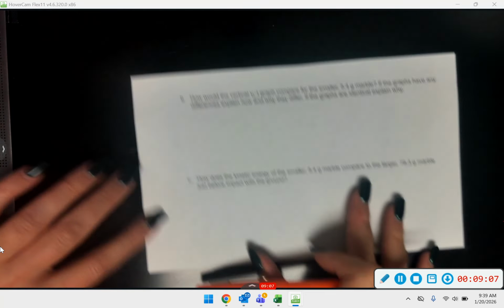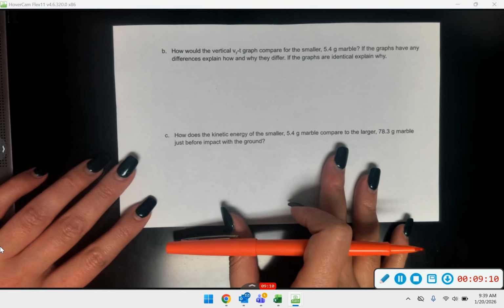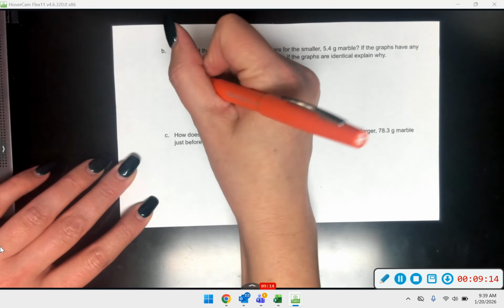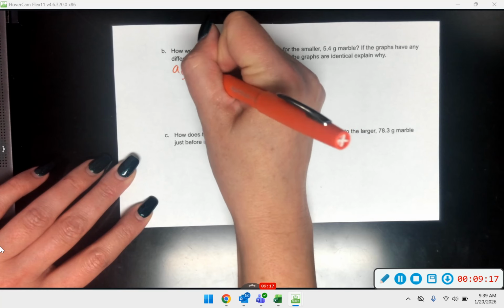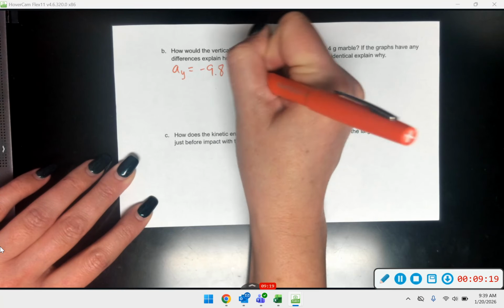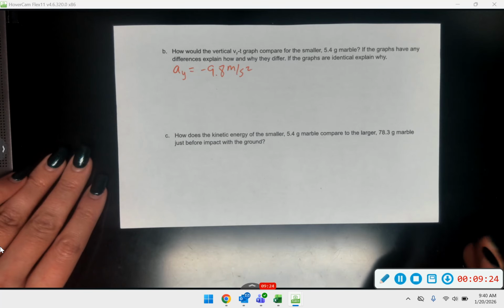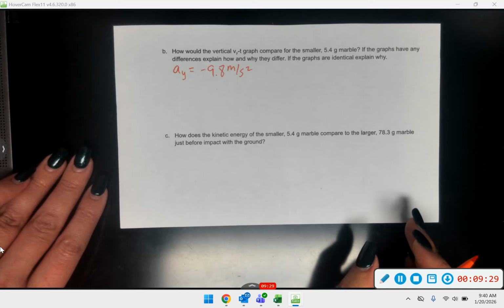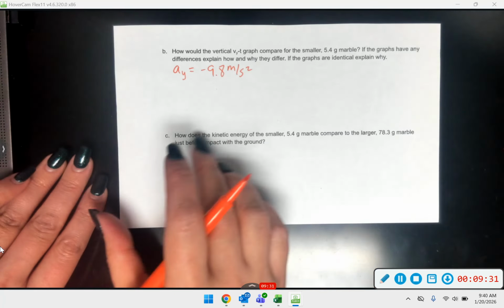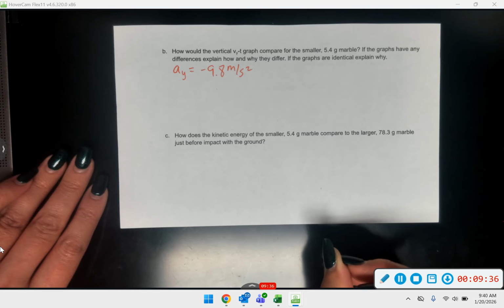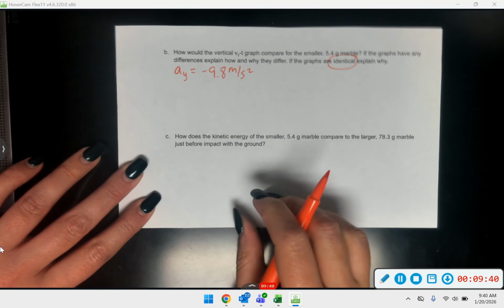For part B, again, similar question, different graph. How does the vertical graph compare? And it's the same scenario. Both of these have a vertical acceleration of negative 9.8 meters per second squared, because both of them are accelerating vertically due to gravity. And so both of them are going to start out with a velocity of 0, and both of them are going to increase in their speed vertically by negative 9.8 meters per second every second. And so again, the graphs will be identical.